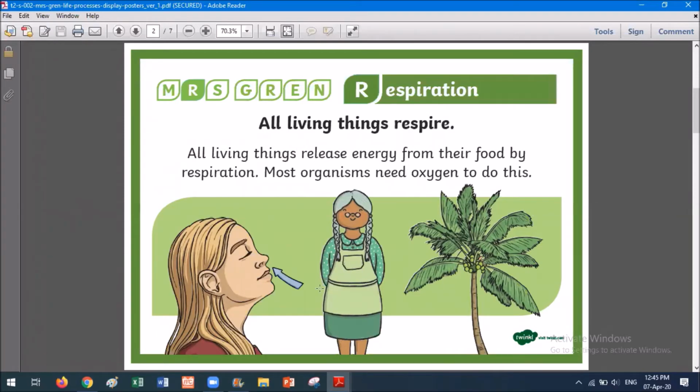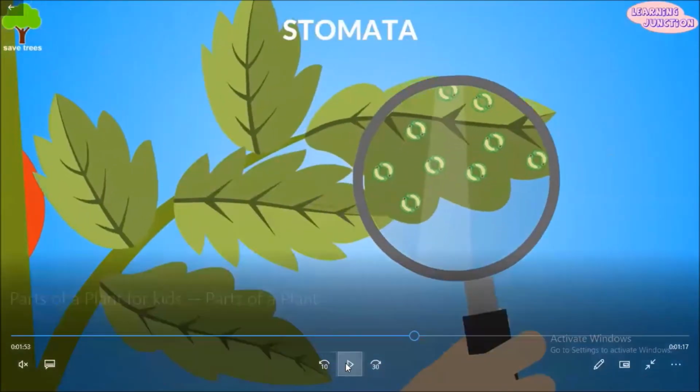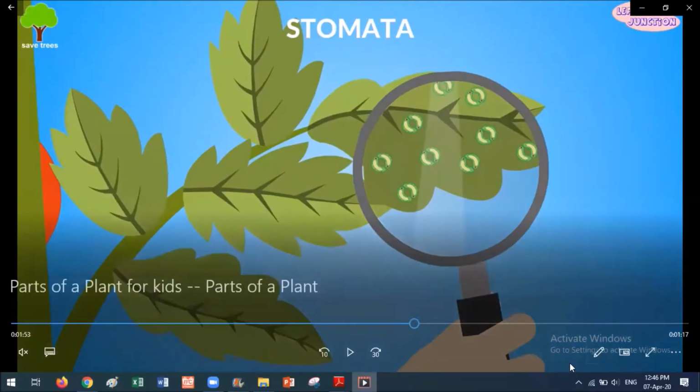Now, the question is, who can remember something starting with S on plants? Something starting with S on plants. Mariam? Stomata. Is it the stomata? Let's check. There it is, the stomata. Well done, Mariam. Very well done.